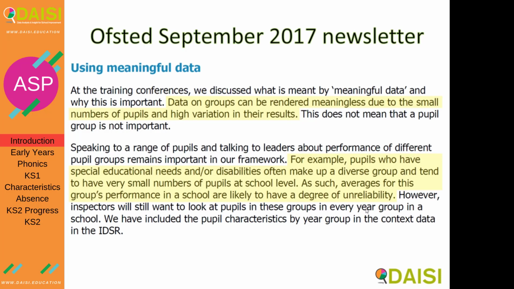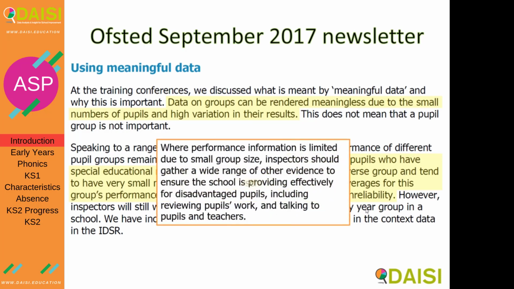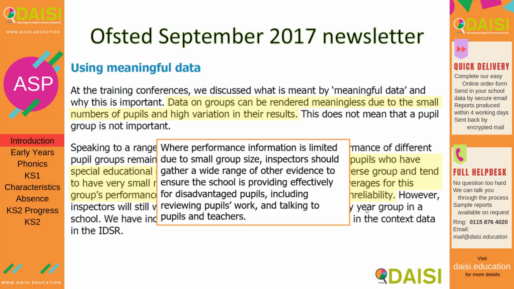So what happens if this happens? How does Ofsted actually evaluate your school? Well, this has been inserted into the latest edition in quite a few places of the Ofsted Inspection Handbook. Where performance information is limited, inspectors should consider a wide range of other evidence, including reviewing pupils' work and talking to pupils and teachers. So this is what Ofsted is going to do, and in fact we have seen quite a lot of inspectors looking at pupils' work, looking at tracking software and evidence of talking to pupils and teachers.